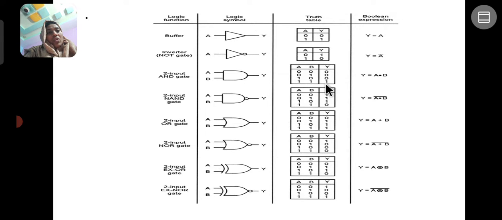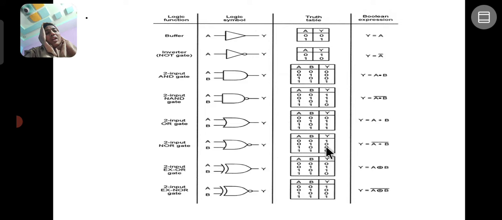AND gate: the output is logic 1 when all the inputs are at logic 1. Next is NAND. NAND is the complement of AND. So if all inputs are 1, then only the output is 0. In the remaining conditions, the output is 1. OR gate: if any input is 1, then the output is 1. So the OR gate's output is logic 0 when all the inputs are logic 0. Next is NOR. NOR is the complement of OR. So the output is 1 when both the inputs are 0.